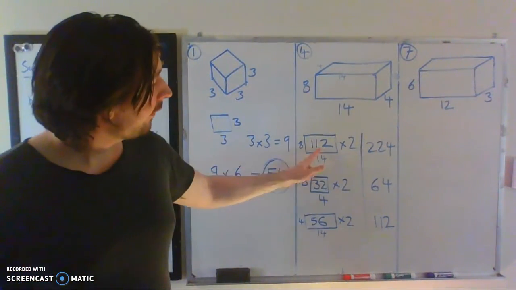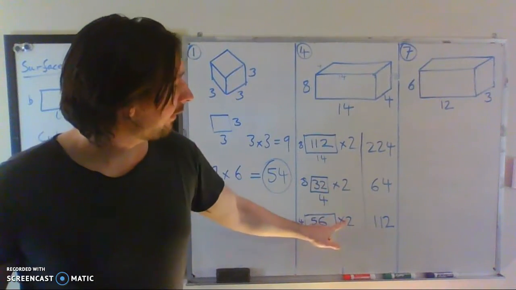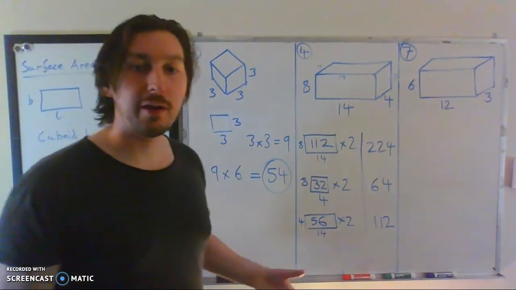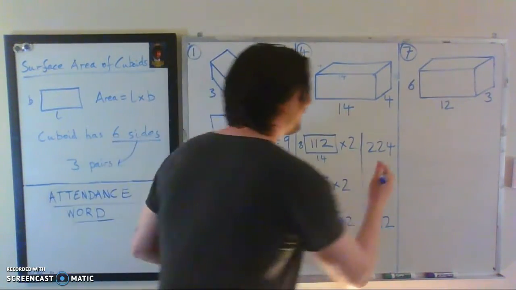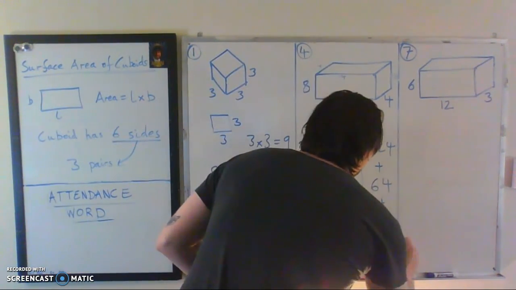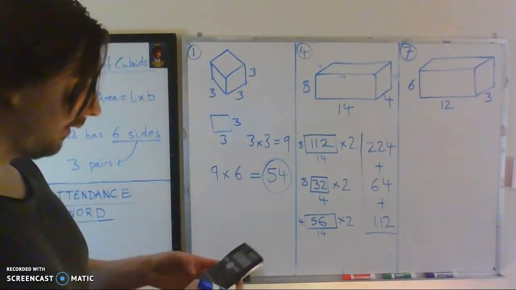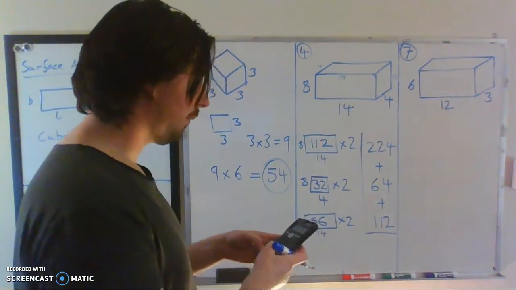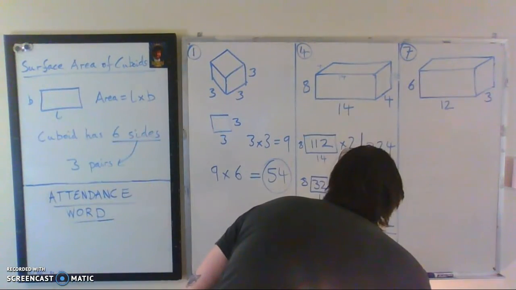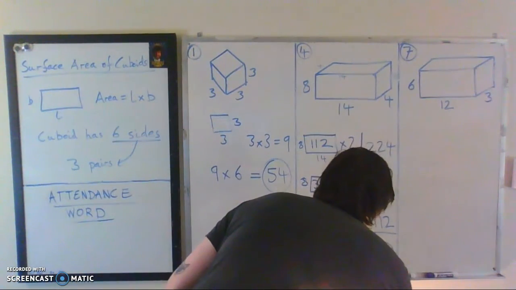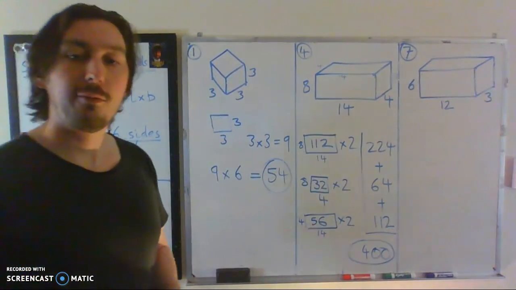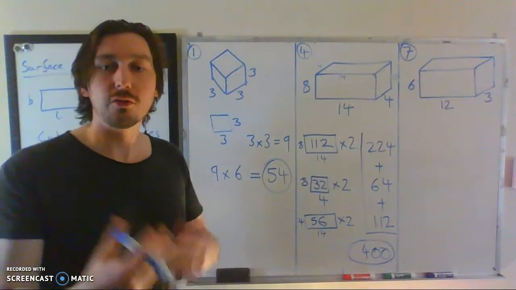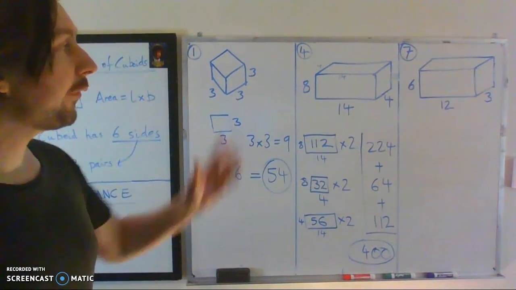So there's 2 of these guys, 2 of these guys, 2 of these guys. And these are what I get if I multiply them by 2. All I got to do to find the surface area is add these 3 up. If I add those 3 up, 224 plus 64 plus 112, 400. My final answer for question 4 is 400. So it takes a little time, but after you've done 1 or 2, you should be able to do it a lot quicker. Okay? Let's do number 7.